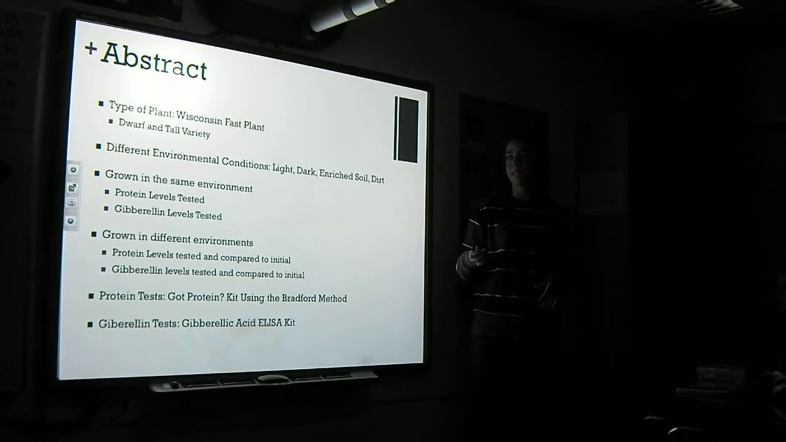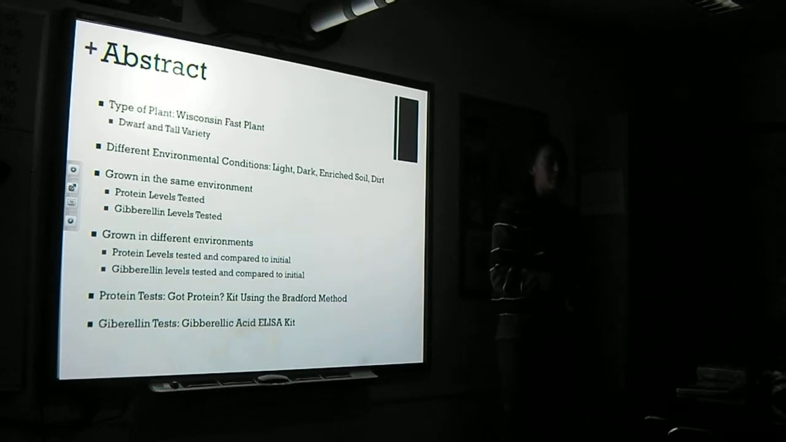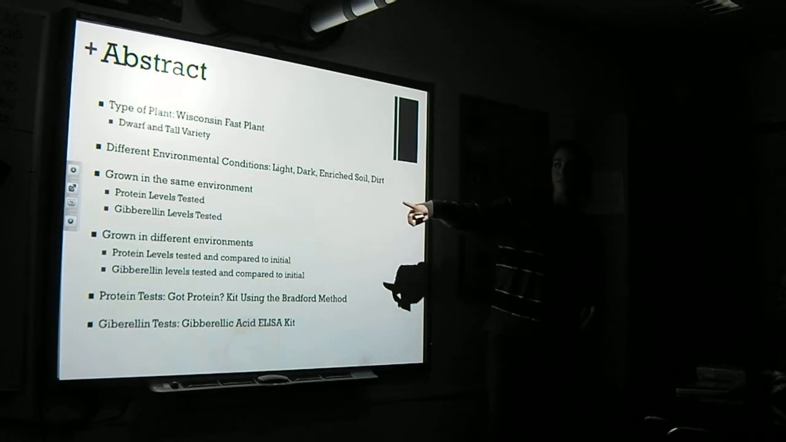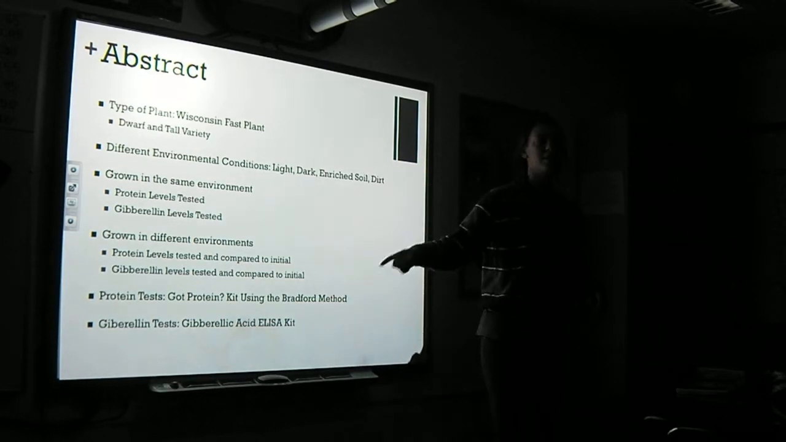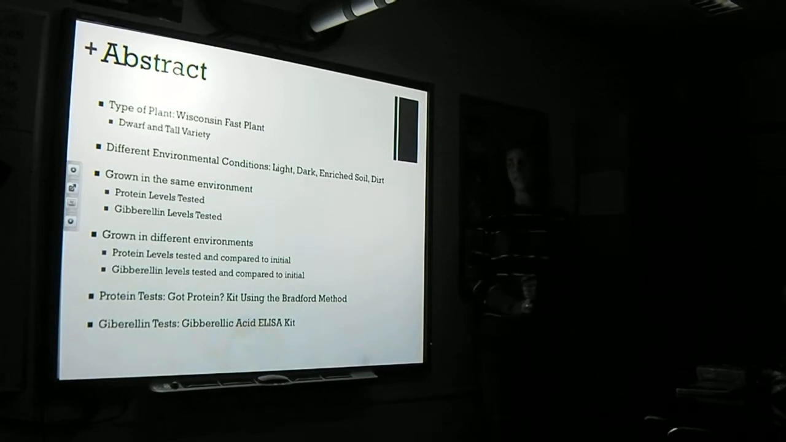And basically what I'm doing is I'm growing them in the same environment, and then I test their protein levels and I test their specific gibberellin levels. Then I put them each in different environmental conditions based on light, dark, and rich soil and dirt. And you can see over there the 4 different combinations, and I'm going to do 2 of each sample size, so I have a larger sample size.